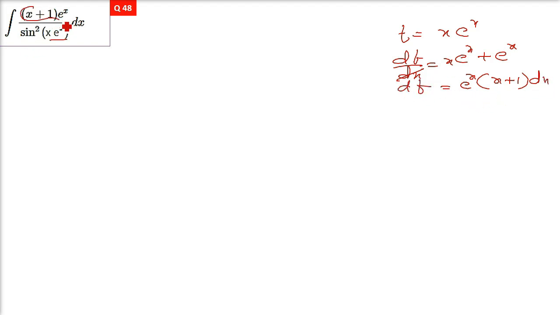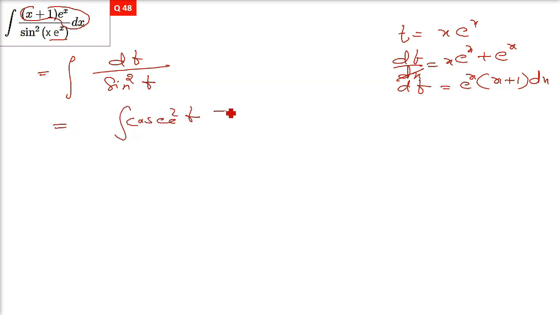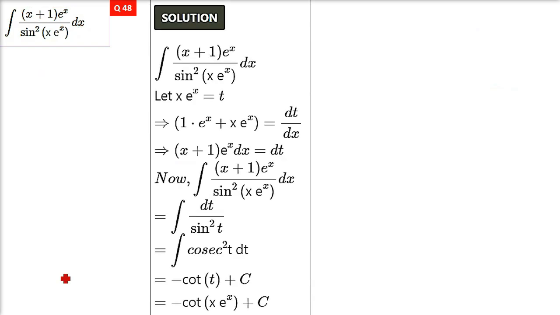So this whole numerator we got. Numerator is dt and denominator is sine squared t. And a good thing is that sine squared t, when it goes to the numerator, will be cosec squared t. And this cosec squared t is going to give you the direct result minus cot t plus constant of integration. t was x into e raise x. So minus cot of x e raise x plus constant of integration. So this is the result. Those who have already done the previous question can just go ahead, because this is the way they already know to solve this question.